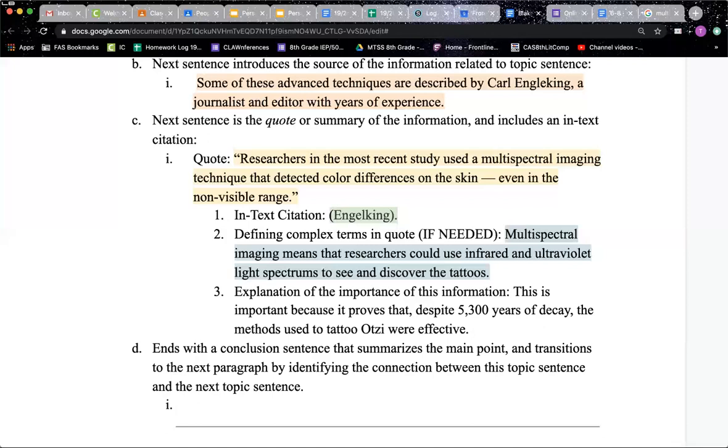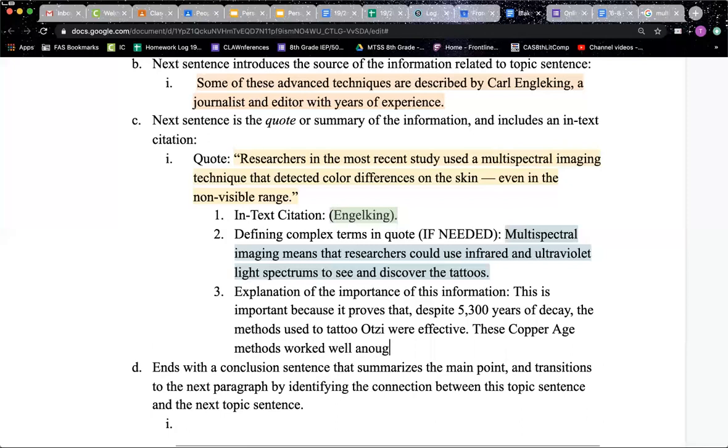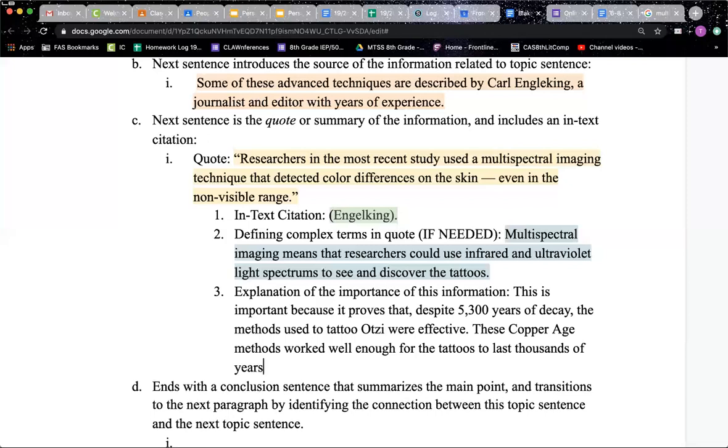I think I'm going to add these Copper Age methods worked well enough. Tattoos, and I think I'm going to keep it like that. Oh, I might add something about the ultraviolet. So they last thousands of years, even if advanced technology must be used to see them. Because that really relates it back. So I'm taking that you can see these tattoos with infrared and ultraviolet, and that proves that these methods were effective because the tattoos are still there.